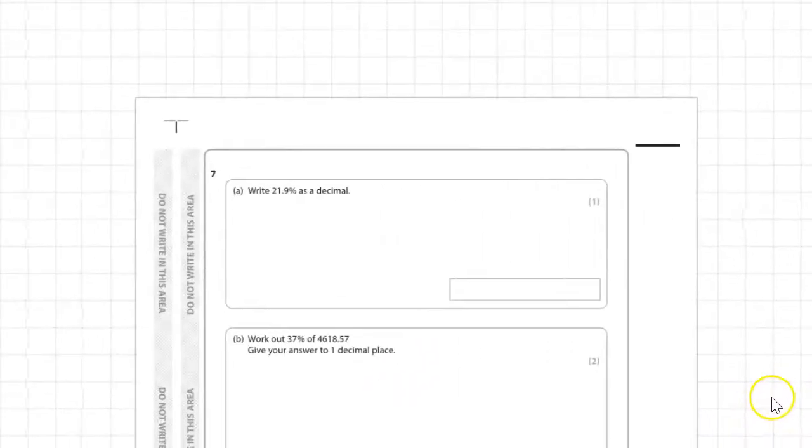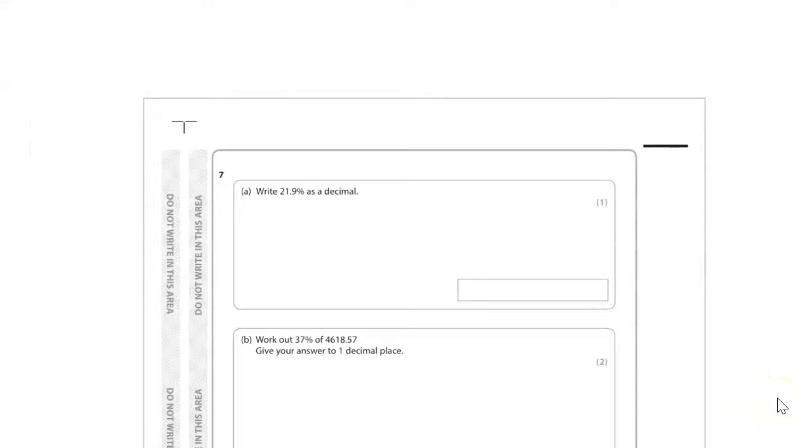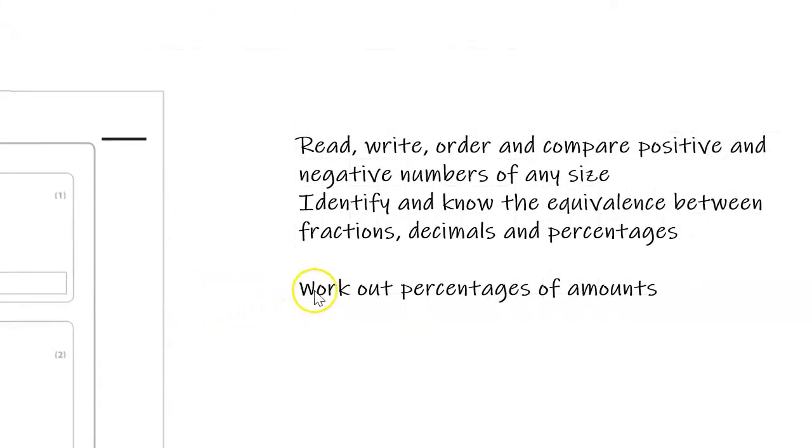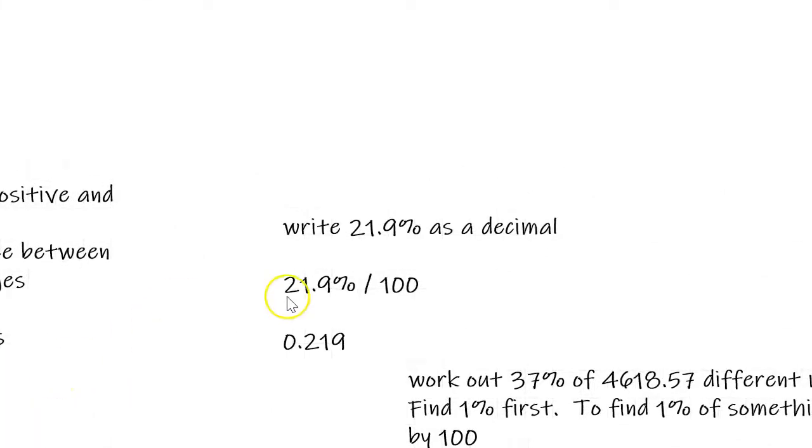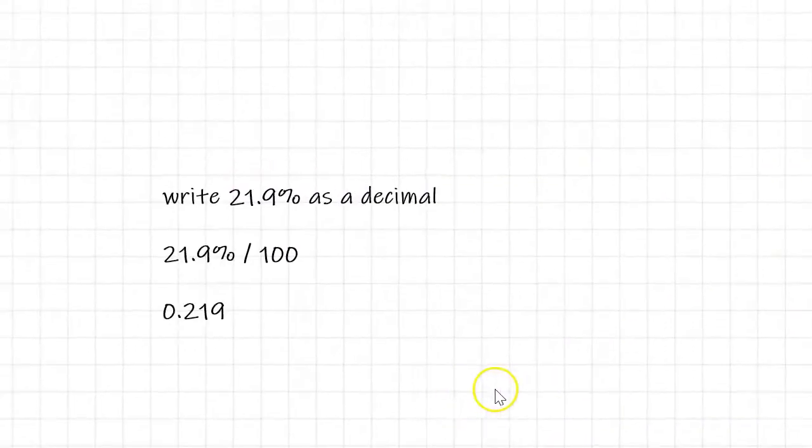We'll go back to the top one, 7A, write 21.9% as a decimal. So again, we do a lot of work in preparation for the exam about equivalence of fractions, decimals and percentages, and this is a question about that. And again, going back to identify and know the equivalence between fractions, decimals and percentages. Okay, so I've put it over here. Let's put it centre of screen so we can just concentrate on that. Write 21.9% as a decimal.